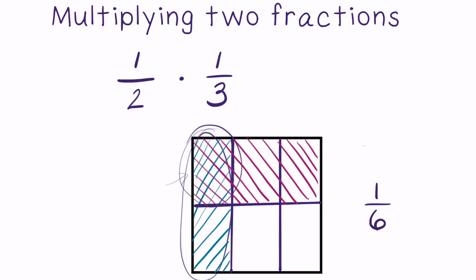We can also represent this up top with the equation itself. 1/2 times 1/3 equals, and we know from completing the visual below that the answer is going to be 1/6. But another way that we can solve this problem is simply by multiplying the numerators and multiplying the denominators. In this case, the numerators are both 1. 1 times 1 equals 1 in the numerator, and the denominators are 2 and 3. So 2 times 3 equals 6 in the denominator. So 1/2 times 1/3 equals 1/6.